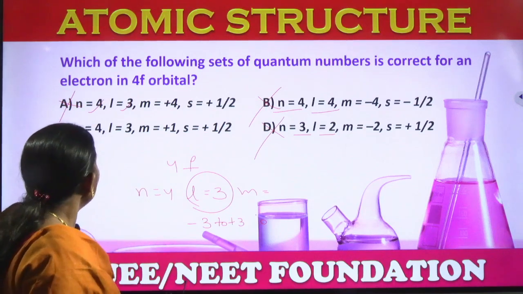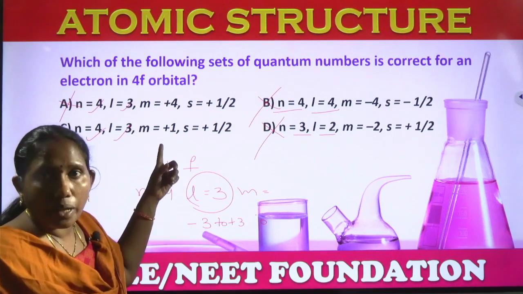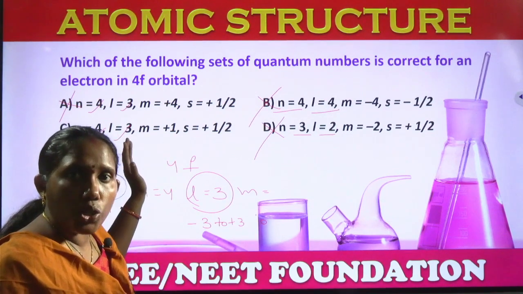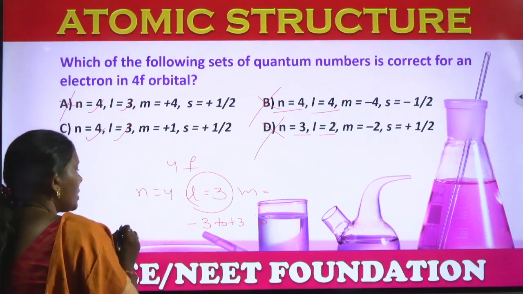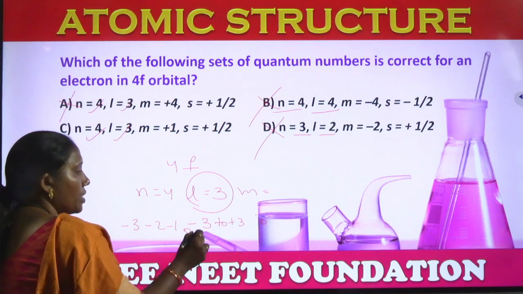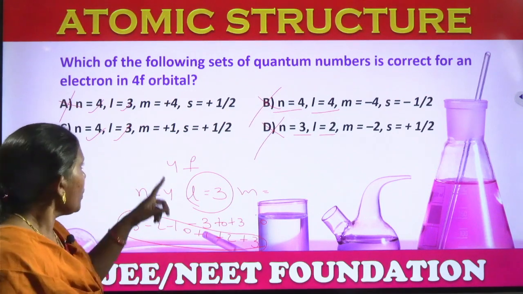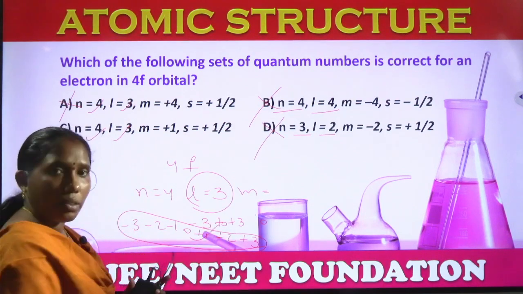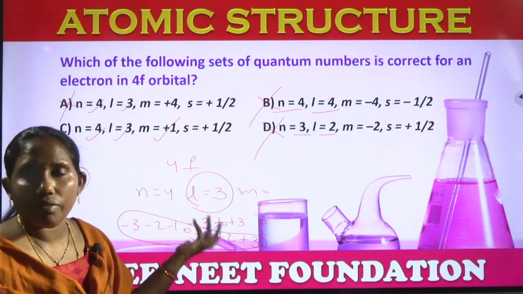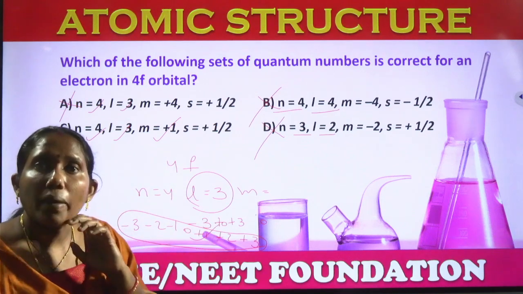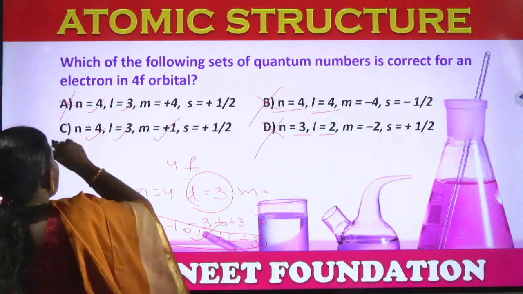Check the C. n equal to 4, correct. L equal to 3, correct. For m, value should be within the limits of L. L is 3, it is plus 1. Obviously, minus 3 to plus 3: minus 3, minus 2, minus 1, 0, plus 1, plus 2, plus 3. m should have these values when L equal to 3. So it has plus 1, it is within the range. So m is also correct. Yes, plus half. It can be plus half or minus half because he didn't mention the particular electron in the question. That's why it can be plus half or minus half. So our correct answer is C.